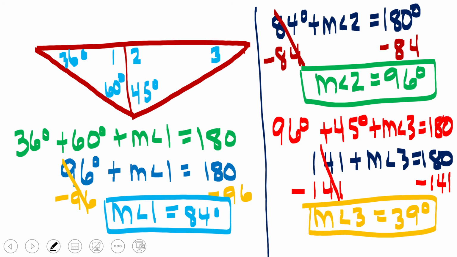Now we've solved for the measure of angle 1, 2, and 3, knowing that the interior measures of a triangle are equal to 180 degrees, and thinking about a line is also equal to 180 degrees in the linear pair because those angles are supplementary.